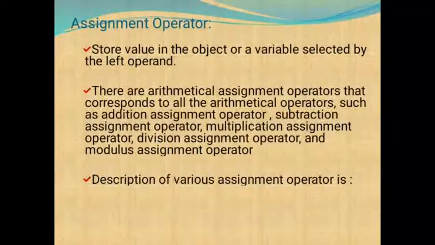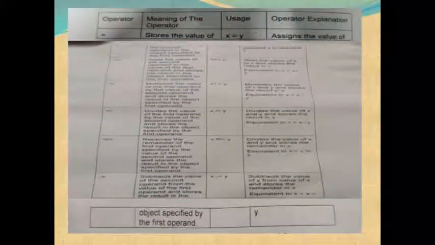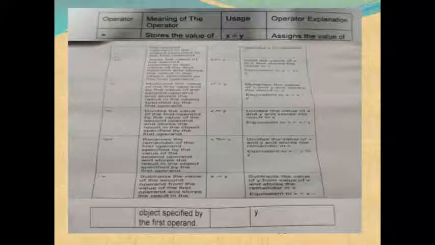The description of assignment operators are: as in the figure, it is shown that there are 4 columns: operator, meaning of the operator, usage, and operator explanation. Equals to sign stores the value of the second operand in the object specified by the first operand. So, the second operand value is stored in the first operand. Suppose A equals to B, the value of B will be stored in A.